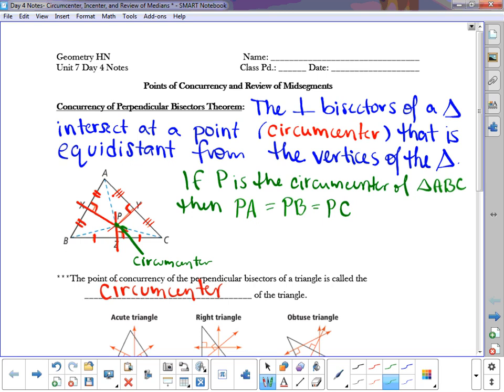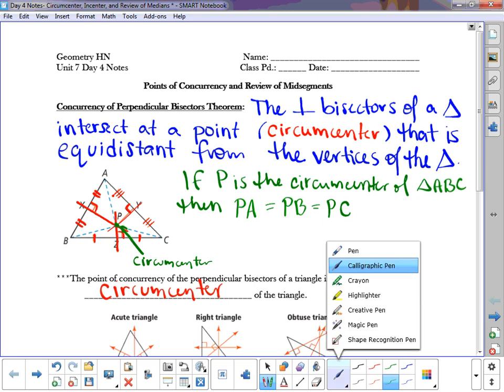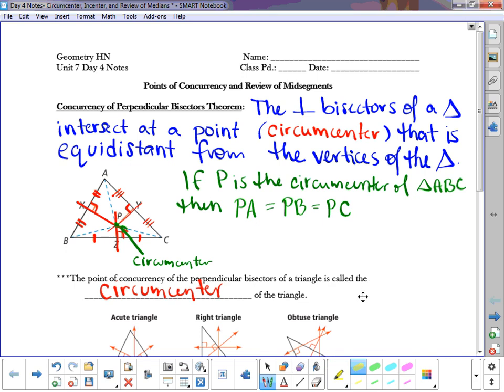Let's see if my smartboard will work with me today. Yes! Alright, so I'm going to go ahead and highlight those. Feel free to do so on your notes as well, whether you use a highlighter or a different color pen to make that stand out. Those dotted lines are essentially the conclusion from the theorem. They are the distances that are the same length.